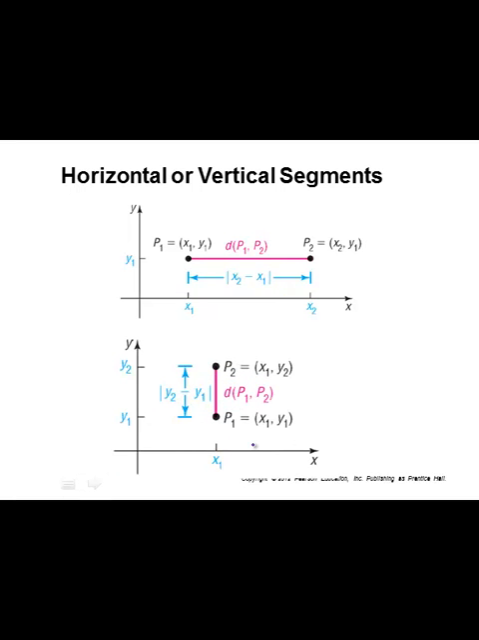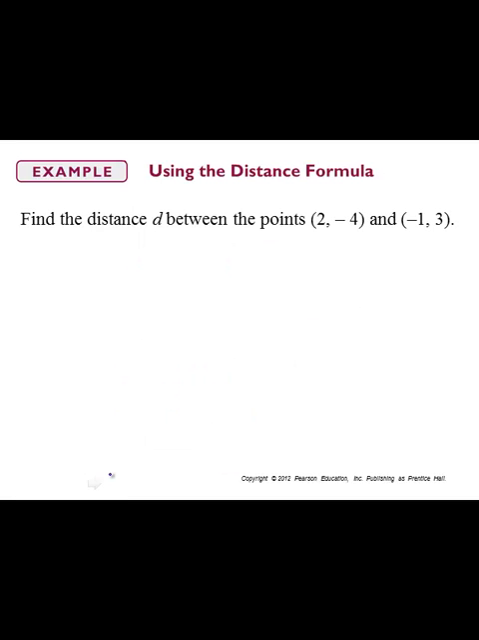And likewise, if the 2 points are stacked vertically, one on top of the other, meaning they have the same x-coordinate, then all you need to do is just take the absolute value of the difference between the y-coordinates to get the distance. So let's go ahead and calculate another distance between 2 points.